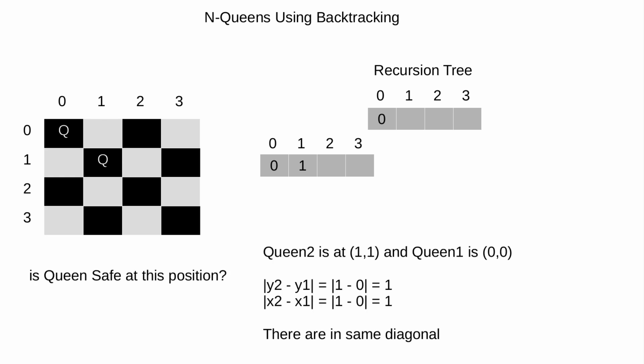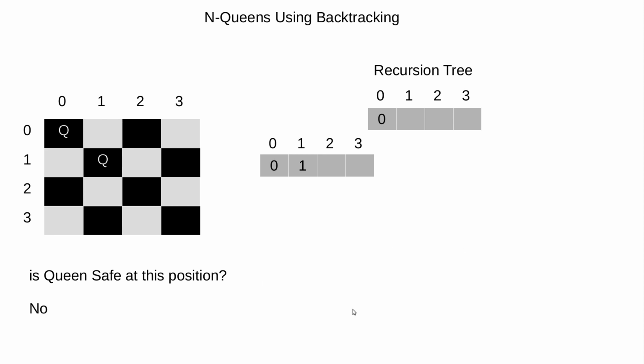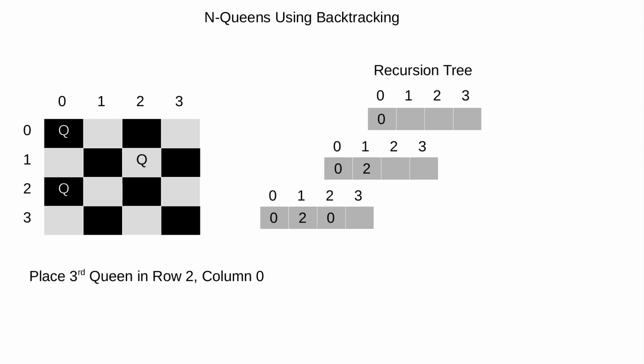So let's check that. Here queen 2 is at 1, 1 and queen 1 is at 0, 0. Now the magnitude difference between the y coordinates is 1. Similarly, the magnitude difference between the x coordinates is also 1. So they are in the same diagonal, so the queen is not safe. So we'll try to move to the next column. So here is the queen safe? Yes. So we'll try to move to the next queen and hence we'll move down the recursion tree.